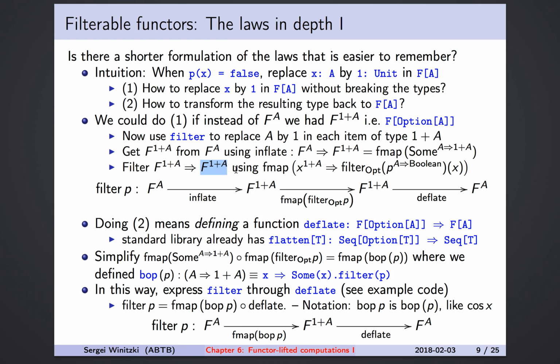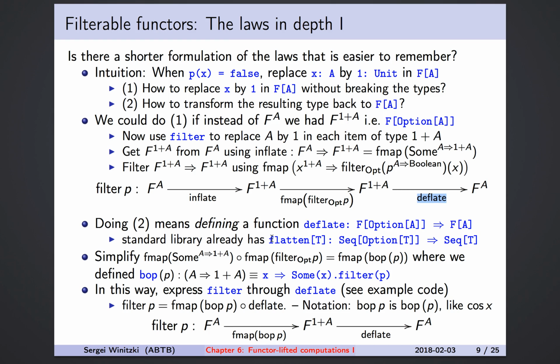So somehow this function must be available. So I call this function deflate. Somehow for the filterable functor, this function must be available. Otherwise, the filter couldn't work like this. So this intuition tells us that perhaps we should be able to define a function deflate for the functor f, if the functor is filterable.